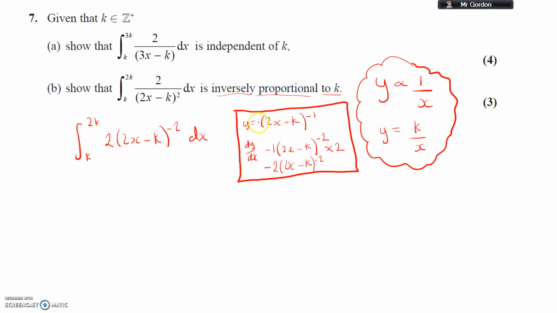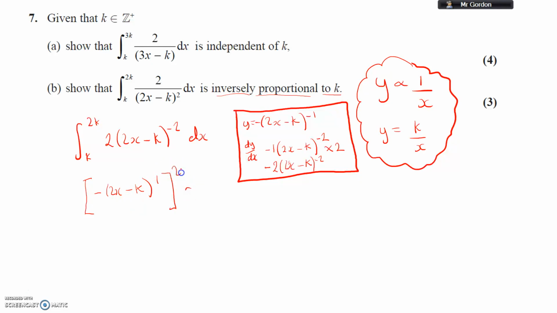So if I put a minus sign out the front of what I thought the integral would be, that is going to multiply by this negative sign here and cancel out. And I will get exactly what I want. So I know that the integral of that is going to be minus (2x minus k) to the -1. Because when I differentiate this, I will get this back. So this must be the integral of it.